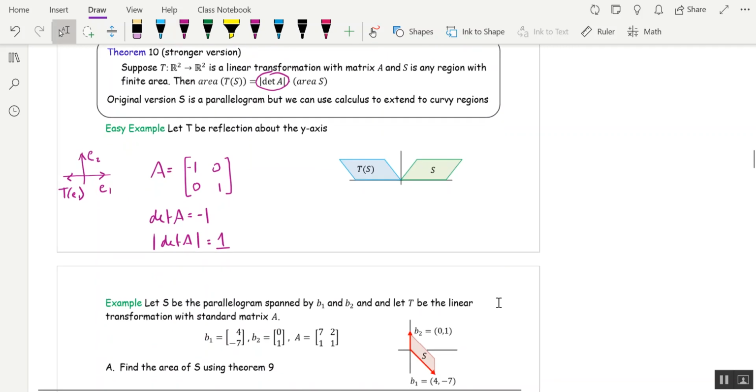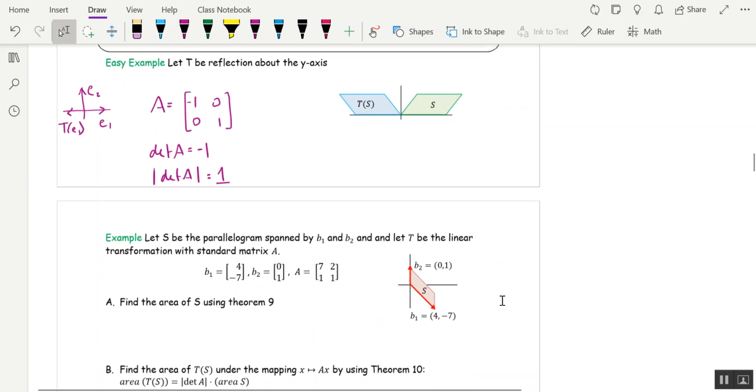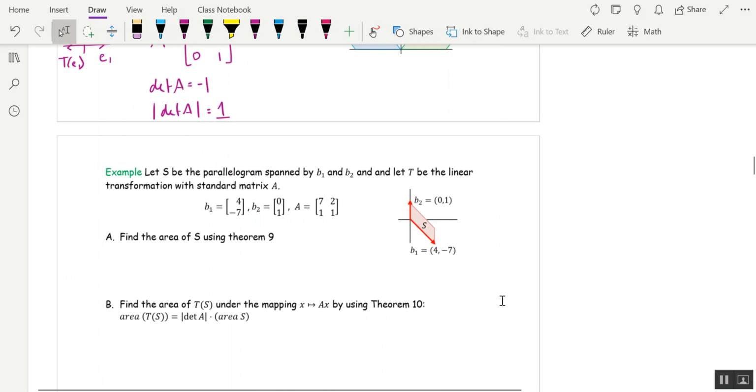All right, let's look at another example where T actually does change the area. T is going to stretch the area out. So let S be the parallelogram spanned by B1 and B2. So I have a picture of S there. And T is a linear transformation with this standard matrix. That's the matrix A. All right, and B1 and B2 are the vectors that span that parallelogram. Find the area of S using theorem 9.